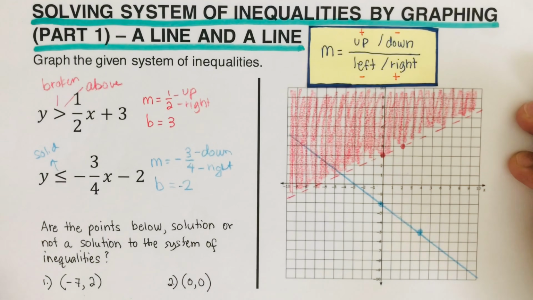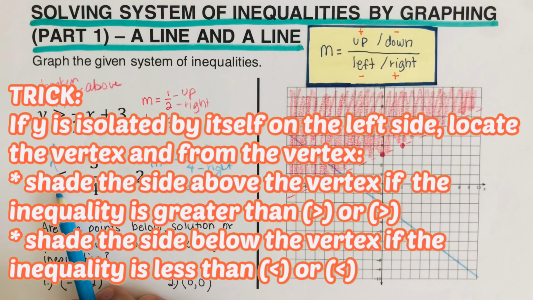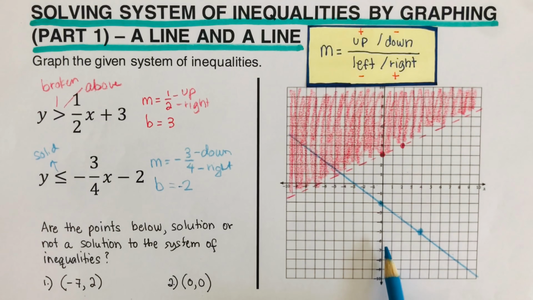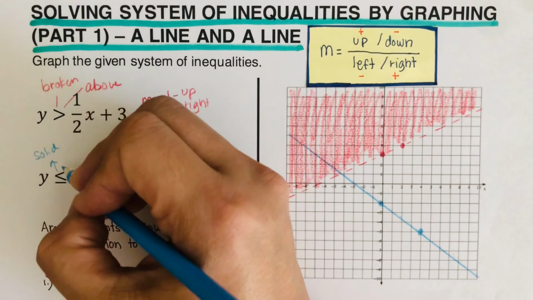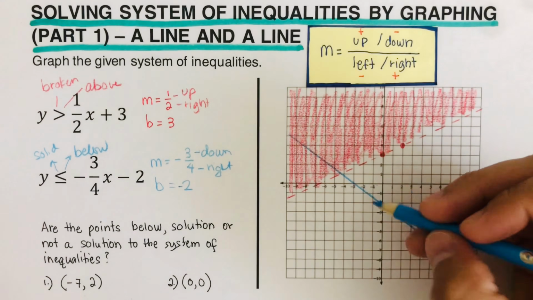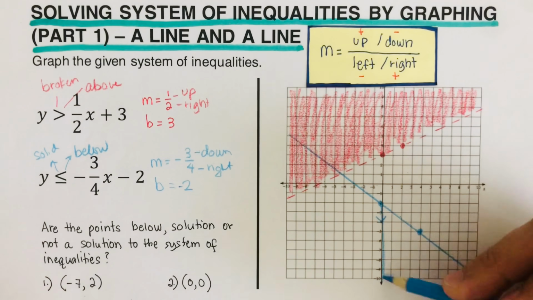Okay, now we determine which side we shade. Is it above the y-intercept or below the y-intercept? Remember the trick. If y is isolated by itself on the left side, locate the vertex, and from the vertex, shade above if it's greater than or greater than or equal to. Shade below the vertex if it's less than or less than or equal to. Since this is less than, we're going to shade below. So we are shading anywhere below this line. So below this dot. So we are shading all of the ones that are below.